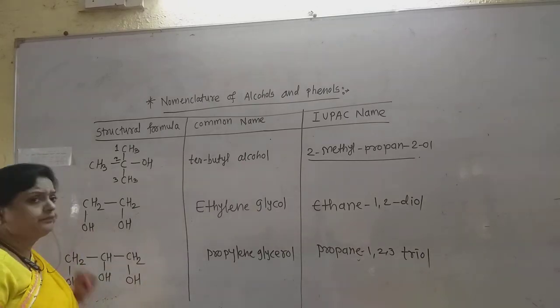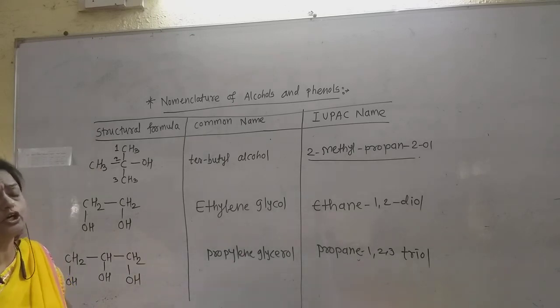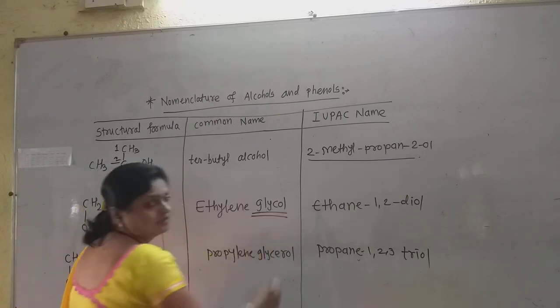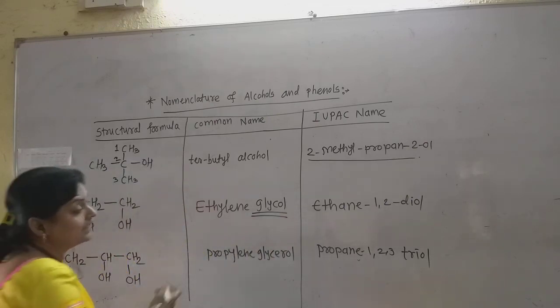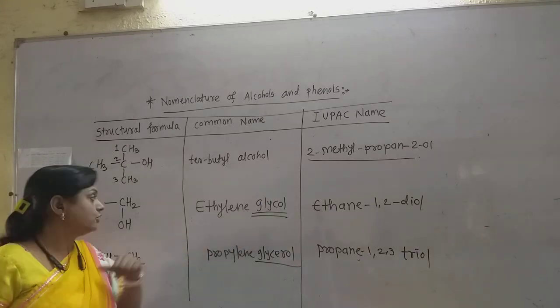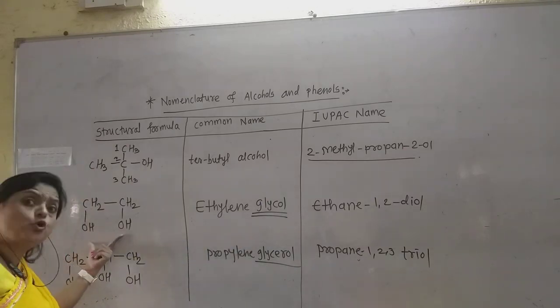Now see here, we know that there are dihydric alcohols also, and the dihydric alcohols are called glycols. Trihydric alcohols are called glycerols, and dihydric alcohols are called glycols. Now here there are the 2 OH groups.